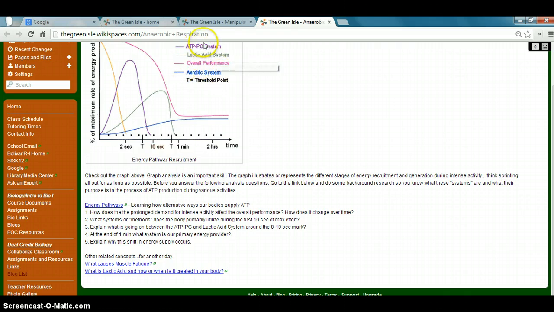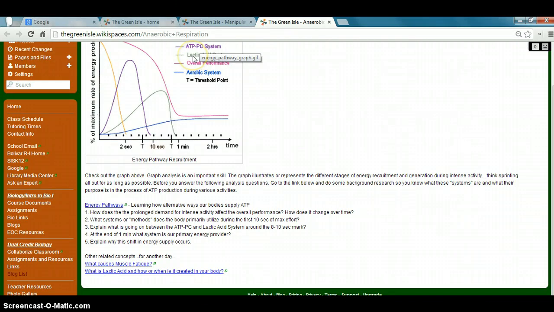All right, these two have multiple names. This link may give them different names, but you guys should be able to figure it out. ATP-PC, sometimes it's called ATP-CP. It stands for phosphocreatine or creatine phosphate. You'll read about it in this link below.